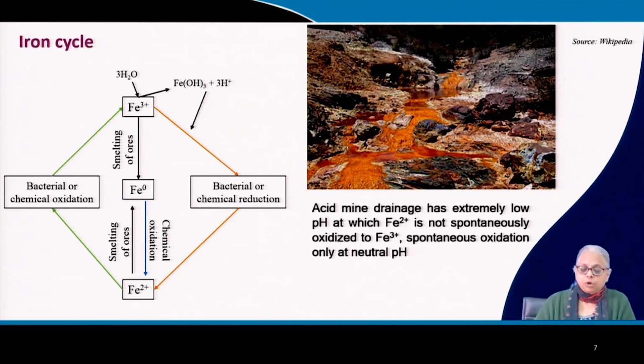Now, the elemental form is found only by anthropogenic means. You have to smelt the ores to create elemental iron. What is found in nature is ferric and ferrous iron. Now, ferric and ferrous iron can be either reduced or oxidized. It can be done bacterially or it can be done chemically.